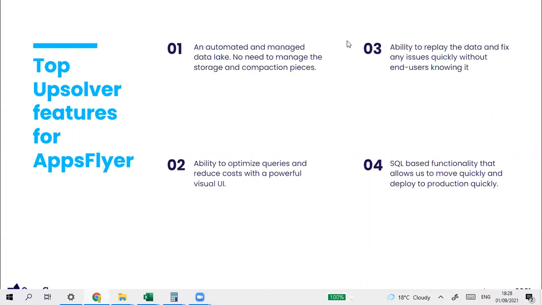One funny thing is that I was talking one day to the Upsolver guys. I told them that I really don't need them anymore because everything just works. So there's that.